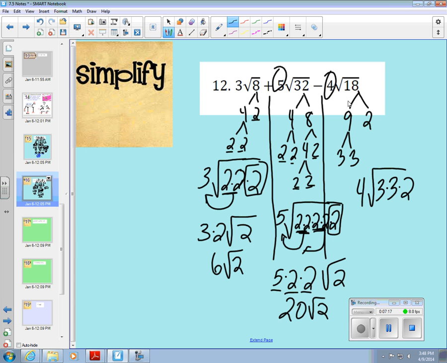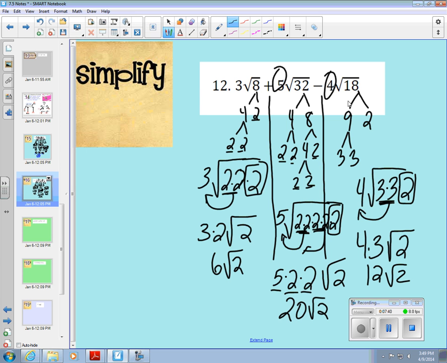And once again, our index is 2, so we're looking for groups or pairs of numbers. So we have a pair of 3's here. We'll bring that out in front. So we have 4 times 3, and we're left with that lone 2 underneath. So 4 times 3 gives us 12 root 2. And that's our third term simplified.